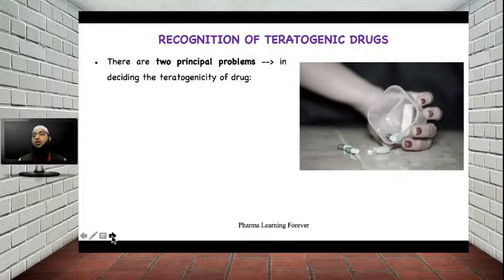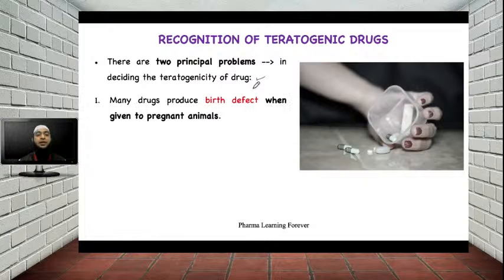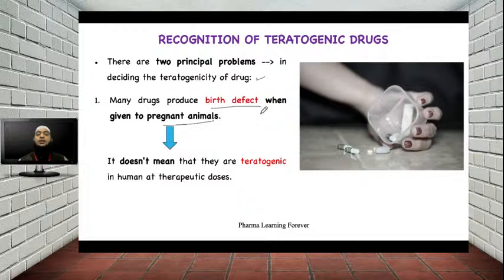It is the recognition of teratogenic drugs. There are two principal problems in deciding the teratogenicity of a drug. The most important problem is that you cannot conduct clinical trials in pregnant women. Since you cannot conduct clinical trials in pregnant women, you need to rely on studies from animal models. Many drugs produce birth defects when given to pregnant animals, but when given to human beings, it was observed that they do not produce a similar effect.